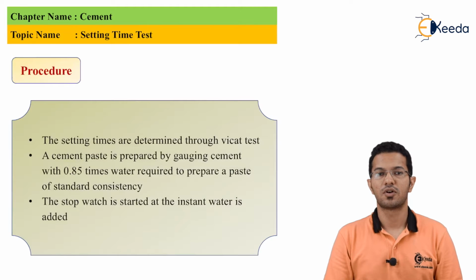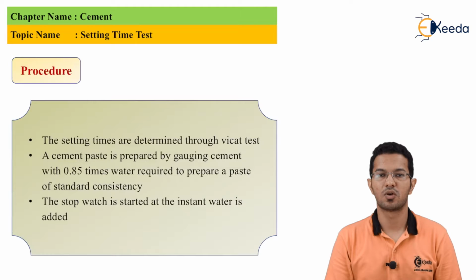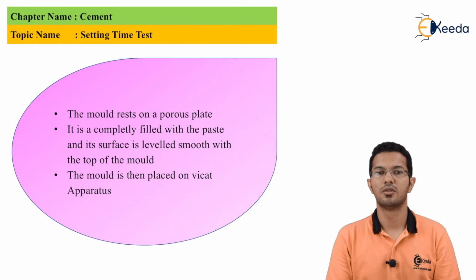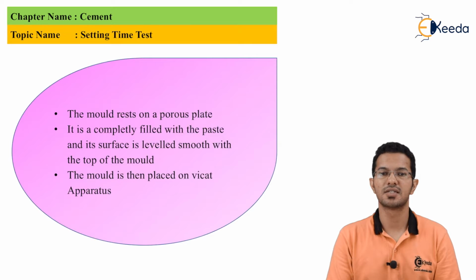Following is the procedure for testing. A cement paste is prepared by gauging cement with 0.85 times water required to prepare a paste of standard consistency. The stopwatch is started at the instant water is added. The mold rests on a porous plate. It is then completely filled with the paste and its surface is leveled smooth with the top of the mold. The mold is then placed on the VCAT apparatus.